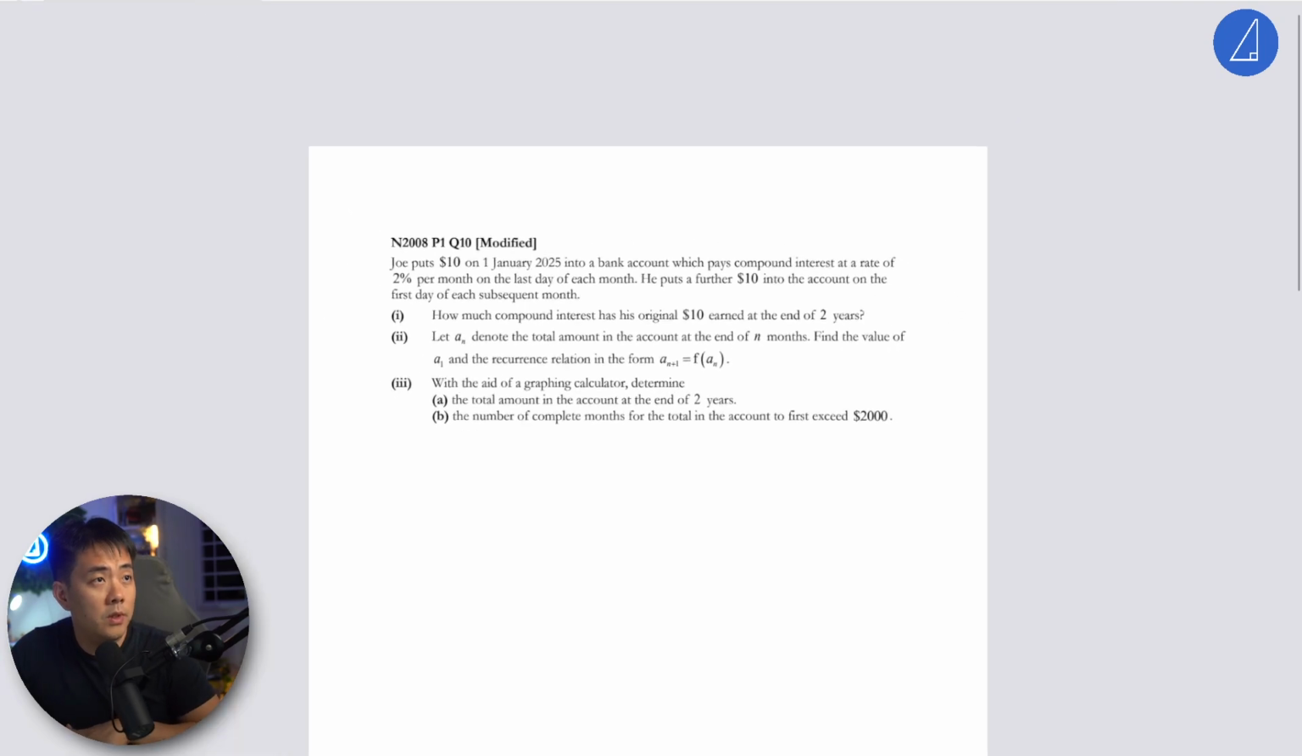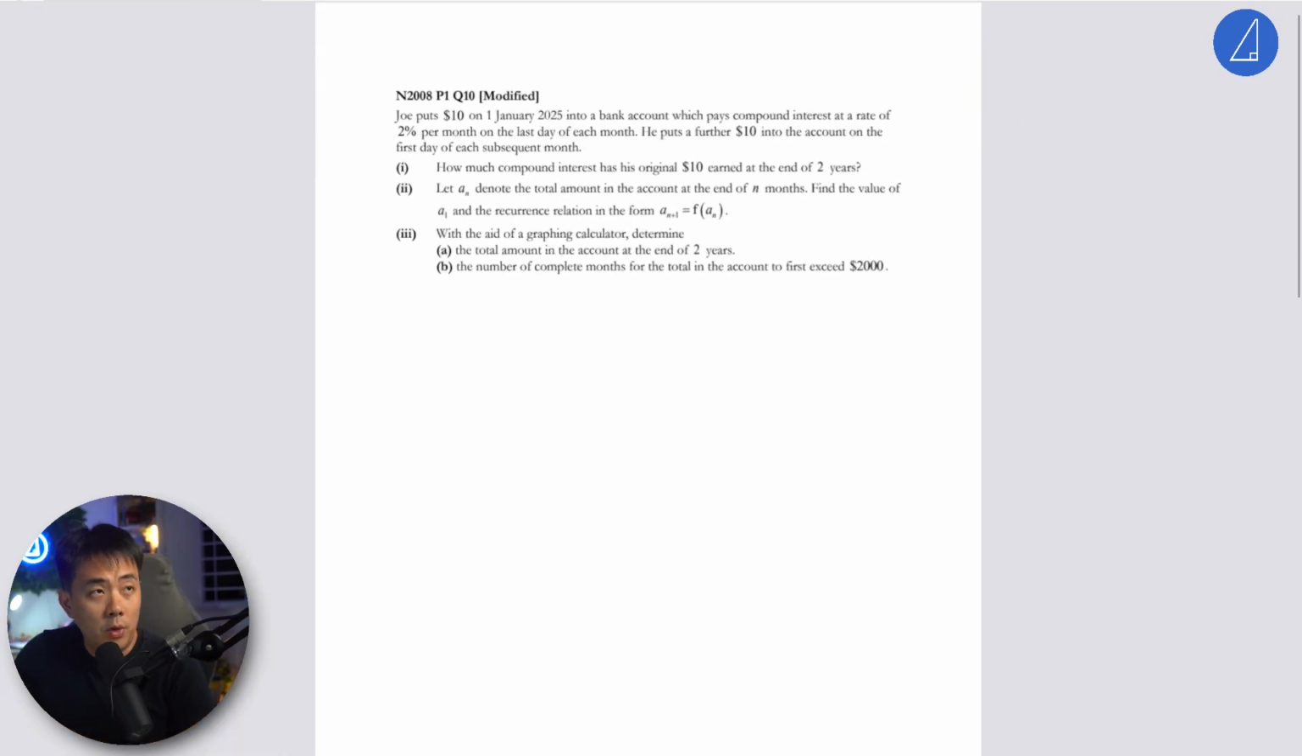Okay, students, let's look at this question here, which was taken from the year 2008 paper on question 10. I believe this was taken from one of the NJC tutorials on sequence and series, question 7. Let's say I can do this proficiently.